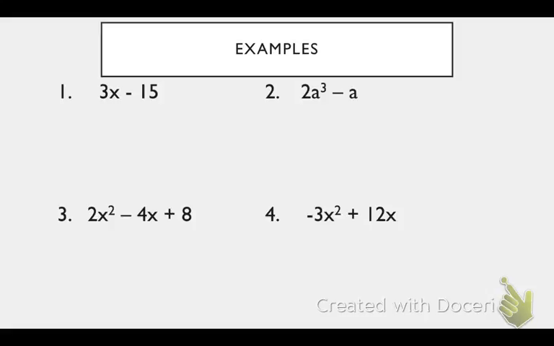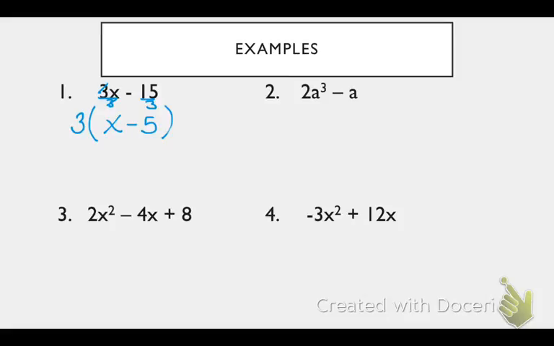So let's factor out the GCF from the examples you see on your screen. When I look at 3x minus 15, the greatest common factor is 3, so I put that out front, and then I divide each term by 3, which results in x minus 5. So 3 times the quantity of x minus 5 is the factored form. A way to check it would be to redistribute, and you'll see that you get the binomial you began with.